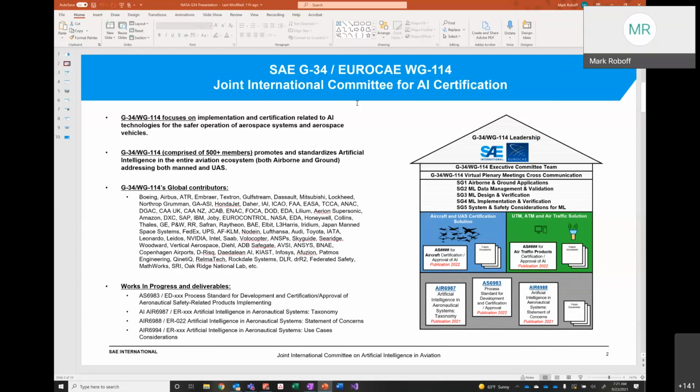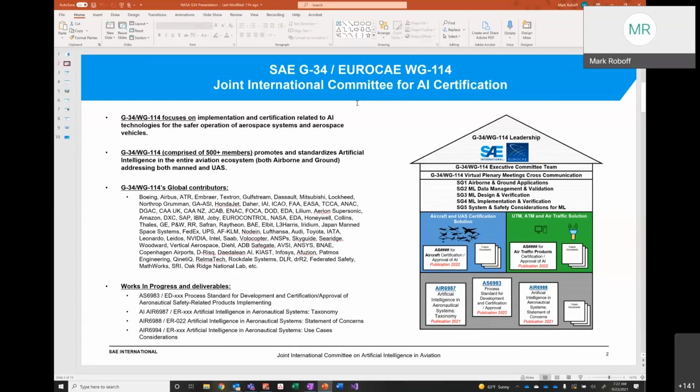The committee is split into 6 working groups. SG1 is focused on use cases and on managing differences between a standard that would be applied for airborne systems versus a standard that would be applied for ground-based systems. SG2, SG3, and SG4 then take each a critical component of a machine learning development process or phase.